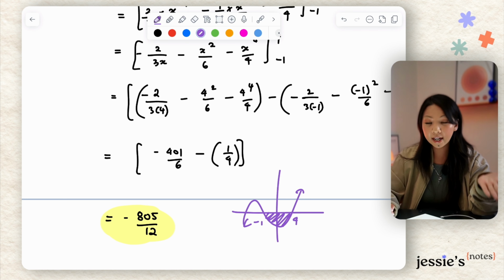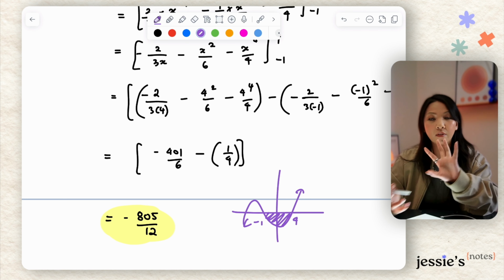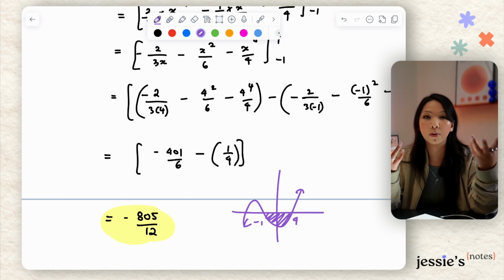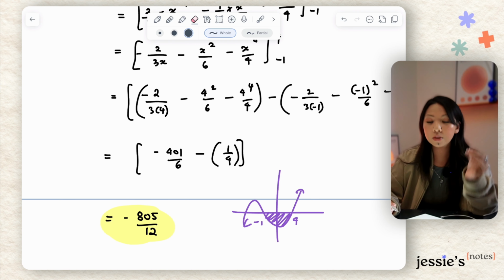If you were to find area, then what you do is you just make sure that whatever portion is underneath the x-axis, you chuck absolute values on it to force it to be positive. But negative integrals are allowed.